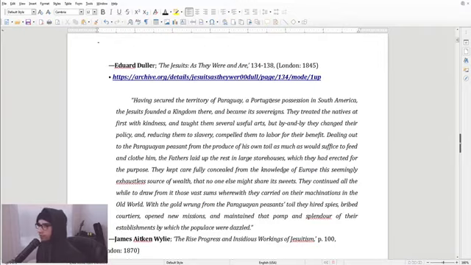They treated the natives at first with kindness and taught them several useful arts. But by and by, they changed their policy and, reducing them to slavery, compelled them to labor for their benefit, dealing out to the Paraguayan peasant from the produce of his own toil as much as would suffice to feed and clothe him. The fathers laid up the rest in large storehouses, which they had erected for the purpose.